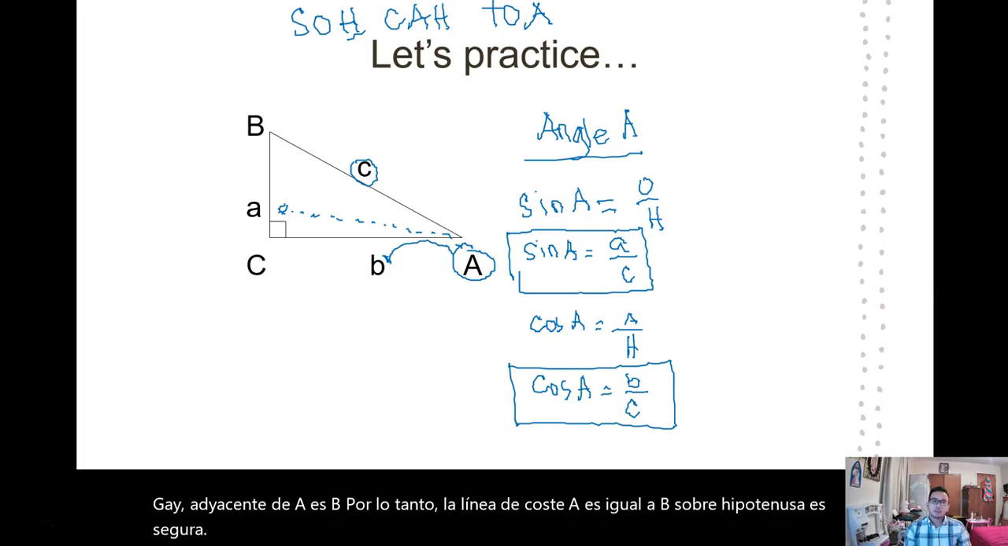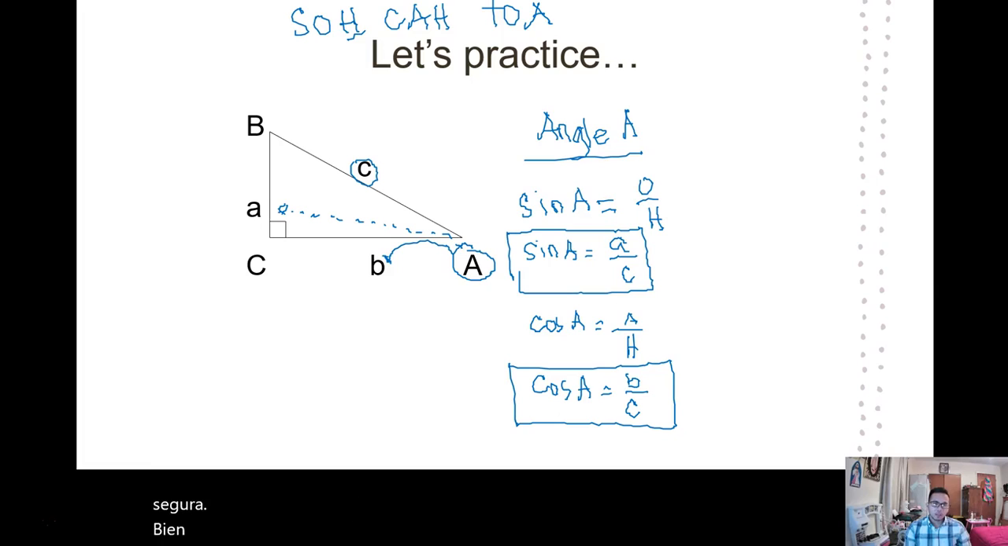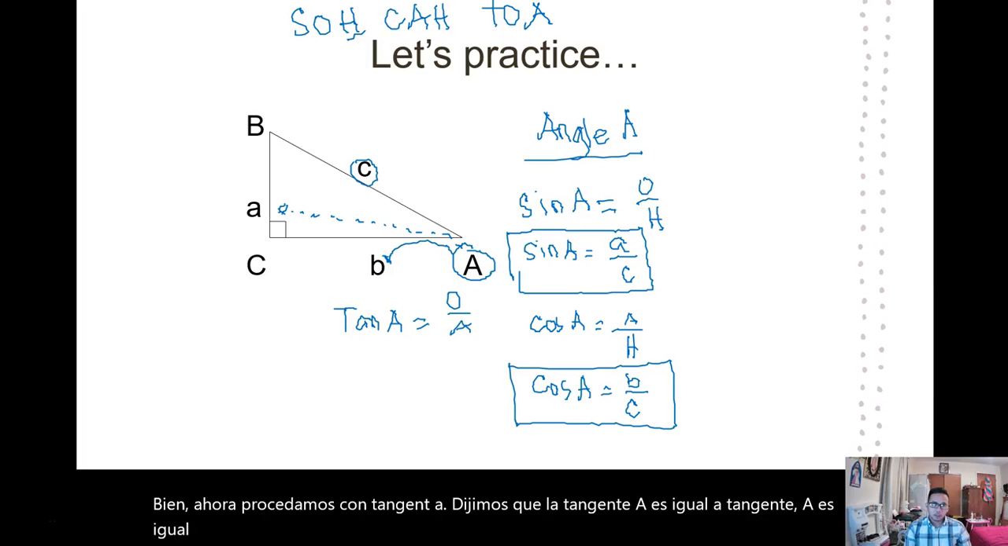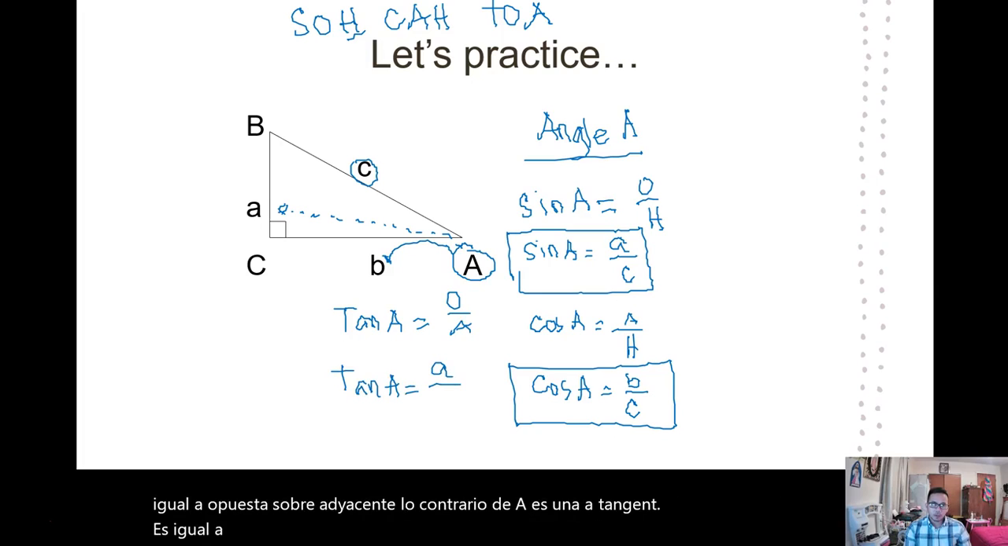Now let's proceed with tangent A. We said that tangent A is equal to opposite over adjacent. The opposite of A is a, and the adjacent of angle A is b. Therefore, tangent A is equal to a over b.